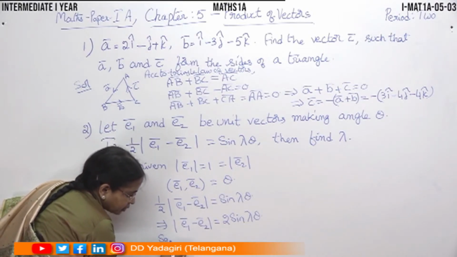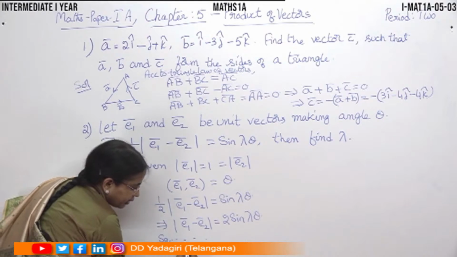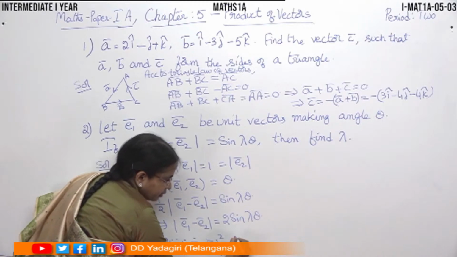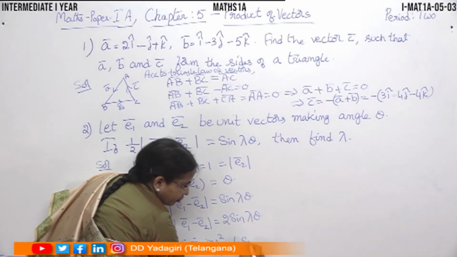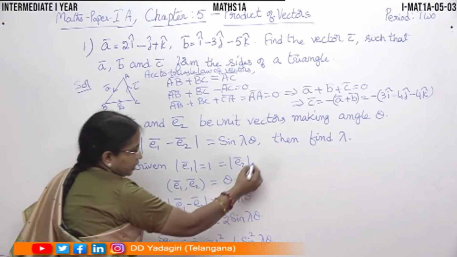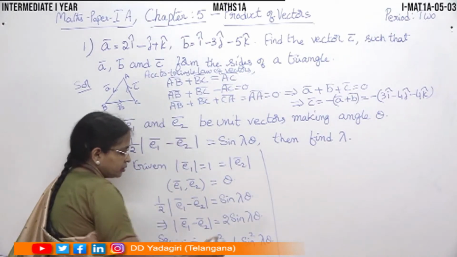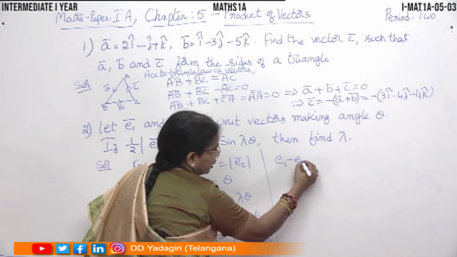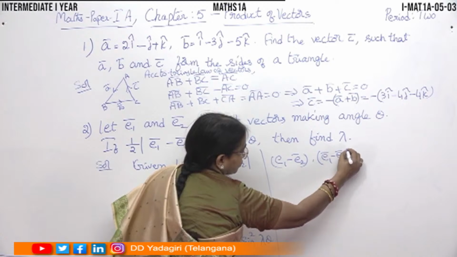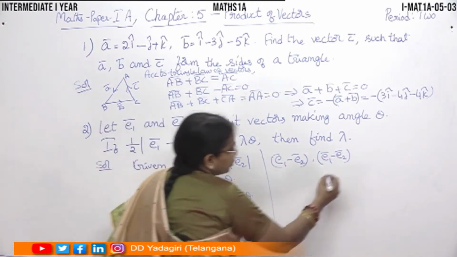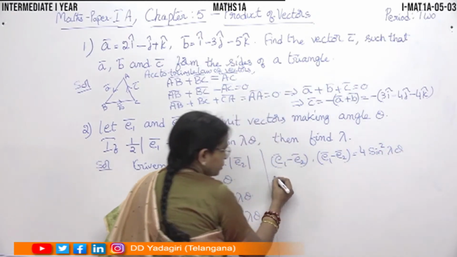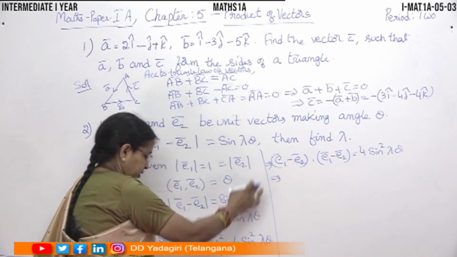So squaring on both sides, you get mod of E1 minus E2 whole square is equal to, when you square this, 4 sine square of lambda theta. Now write mod E1 minus E2 whole square as E1 minus E2 dot E1 minus E2 is equal to 4 sine square of lambda theta. Now as you know, this implies, okay, continuation is here.